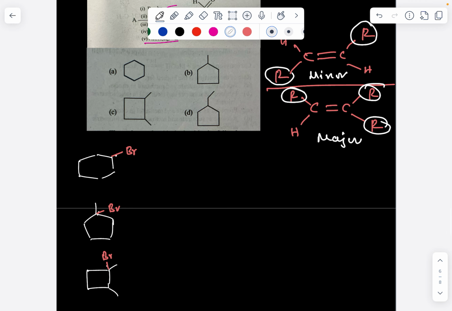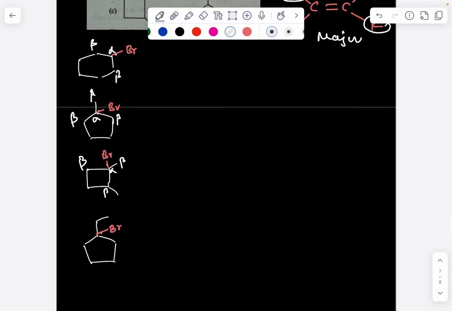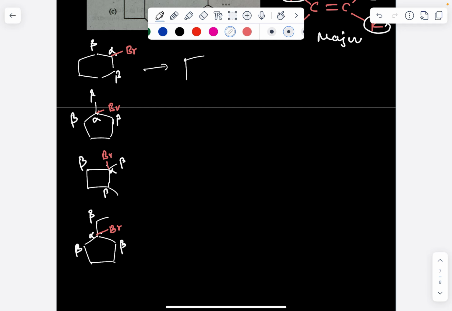In this case we need to predict the position of the double bond. This is the alpha carbon, this is beta and beta. Here is alpha, beta, beta, and this is also beta. This is the alpha carbon, and this is the beta carbon. And now we need to identify the structure.